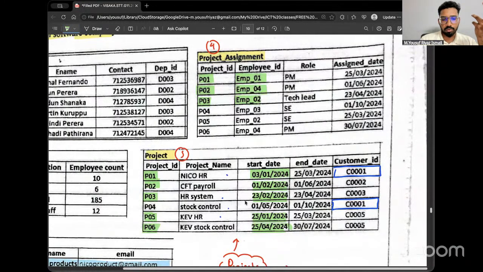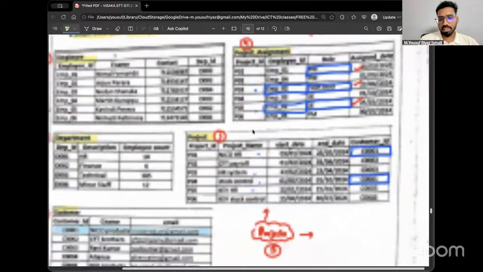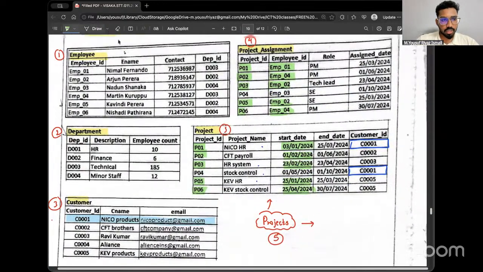No, because that project 4 was started after May. In the question we want before May, so we are going to ignore project 4. Then project 5, employee 2 was working. Project 6, employee 4 was working.